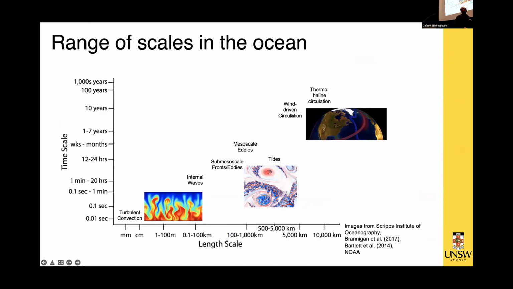Because we're talking about multi-scale dynamics in the Southern Ocean, I thought I'd put up this schematic, which I've adapted from SIO, which shows you the different length and time scales that exist in the global ocean, but also very relevant to the Southern Ocean. We have thermohaline circulation that exists at 10,000 kilometers and thousands of years, all the way down to turbulent convection at fractions of seconds and meters.